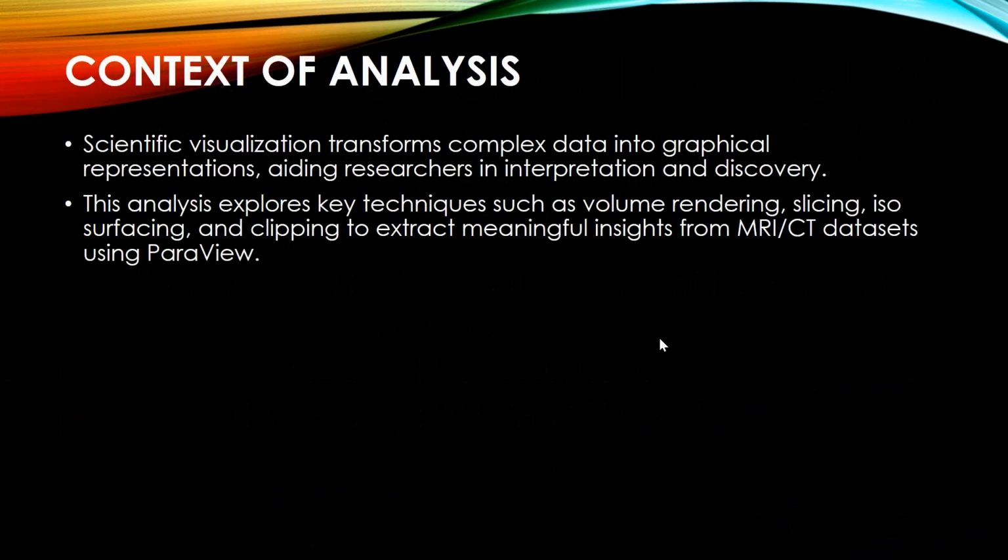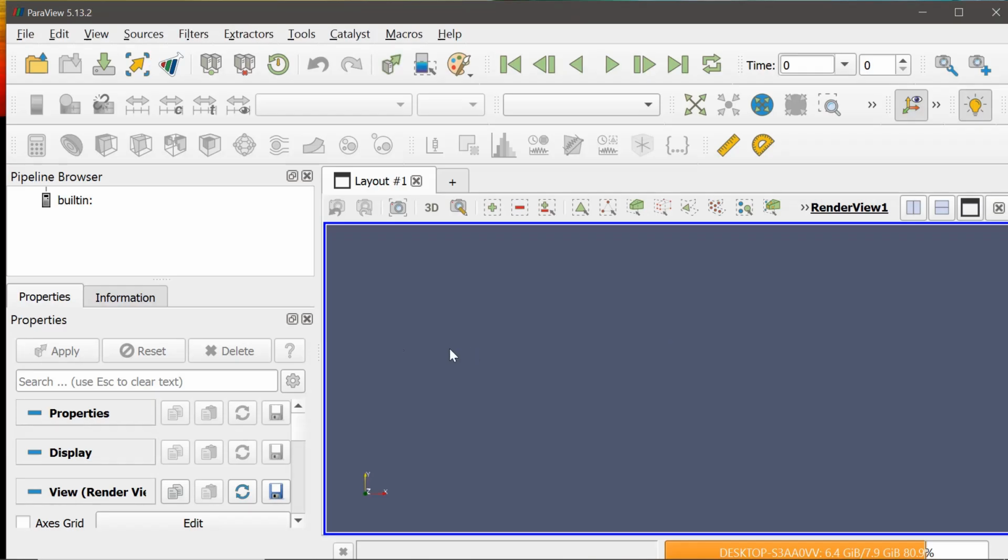the context of this analysis is basically to understand how scientific visualization works by exploring some of the techniques used, such as volume rendering, slicing, isosurfacing, and clipping to extract meaningful insights from MRI CT datasets. So without further ado, let's go to the ParaView software.